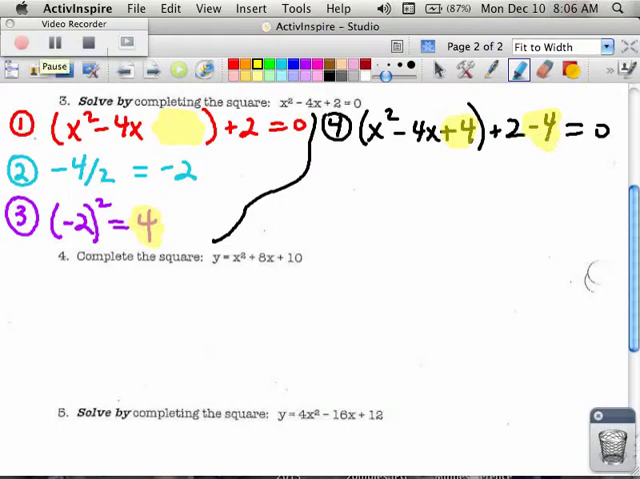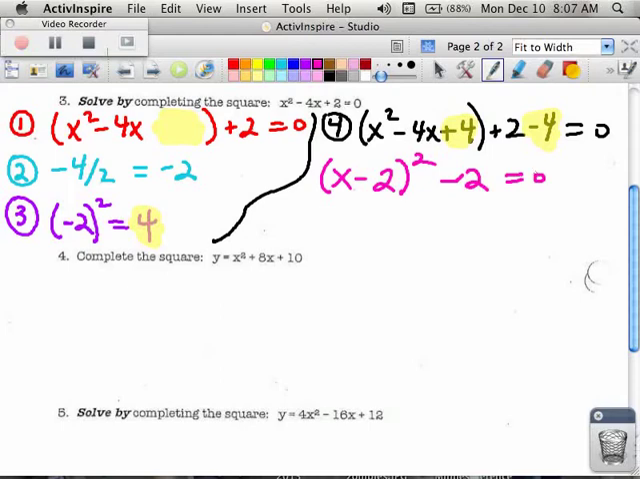Next step, I'm going to rewrite this parentheses as a perfect square. So now, when I write this as a perfect square, I look at the first term, which is x squared, and I take the square root, and that's x. I look at the last term, which is positive 4, I take the square root, that's 2. I look at the middle sign, and it's negative, so I put a minus sign in between. On the outside, 2 minus 4 is negative 2, and that's still equal to 0.